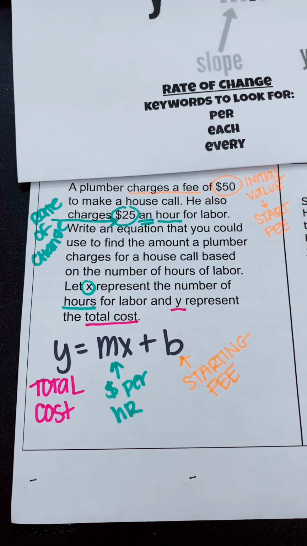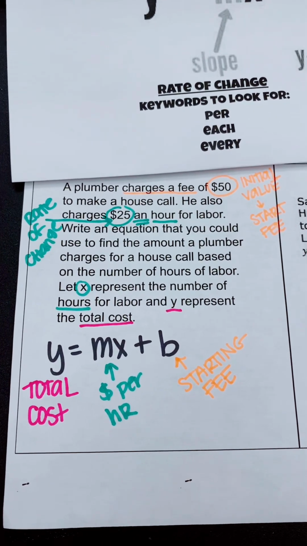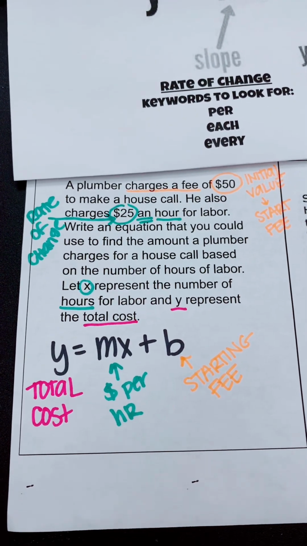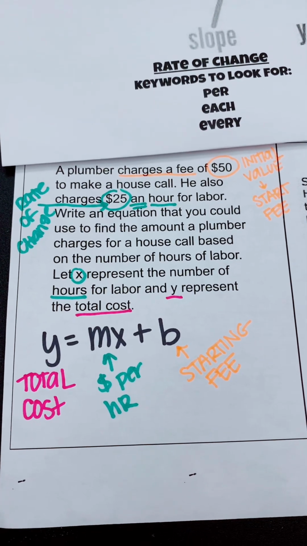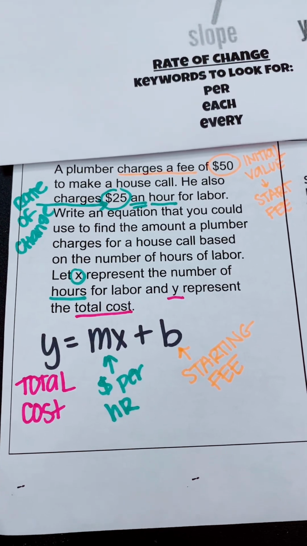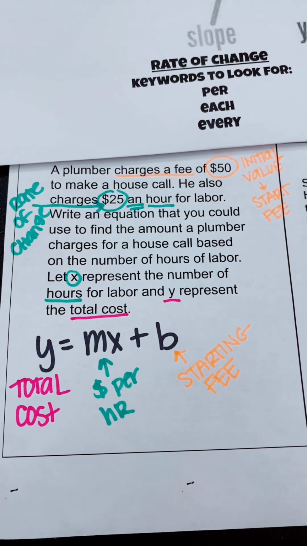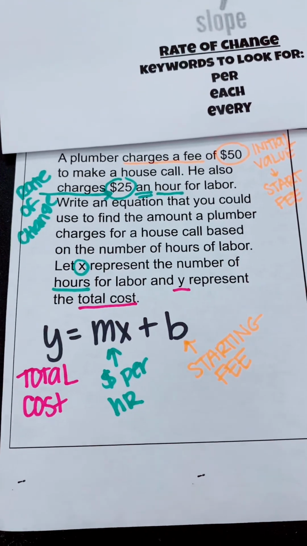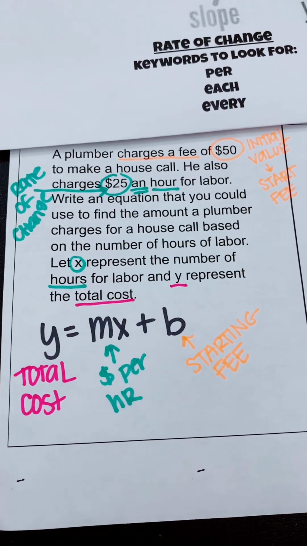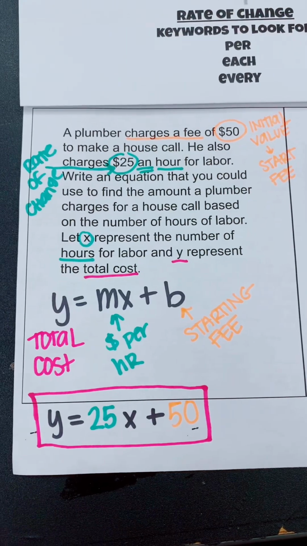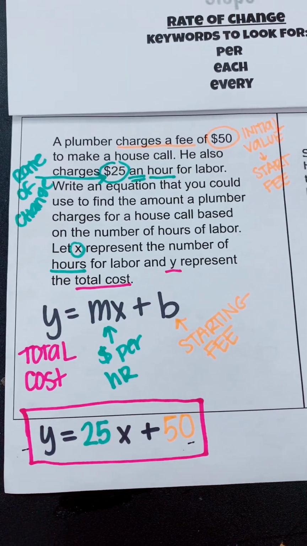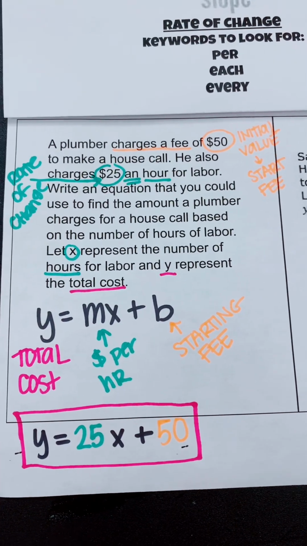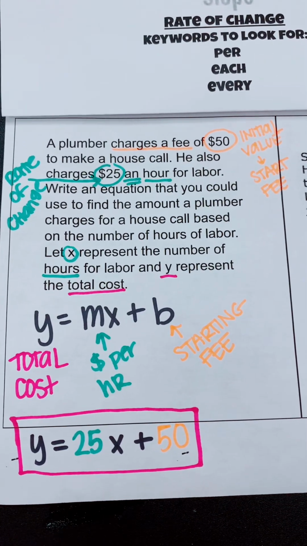So it says Y is going to represent our total cost. Remember, X is the number of hours, so our M is the price per hour. You multiply those together. And then our B is our starting fee. So now we need to put it all together and write an equation. So the equation that will help us figure out the total cost after a plumber is done working at our house is Y equals 25X plus 50.